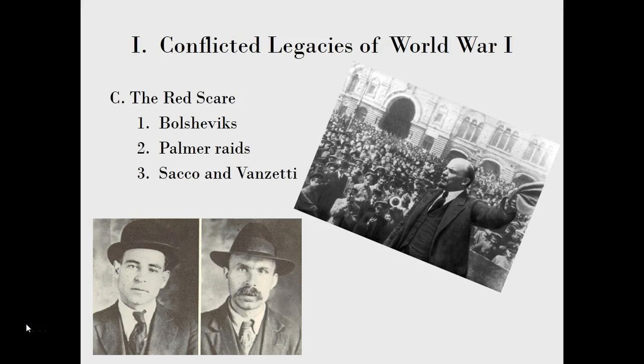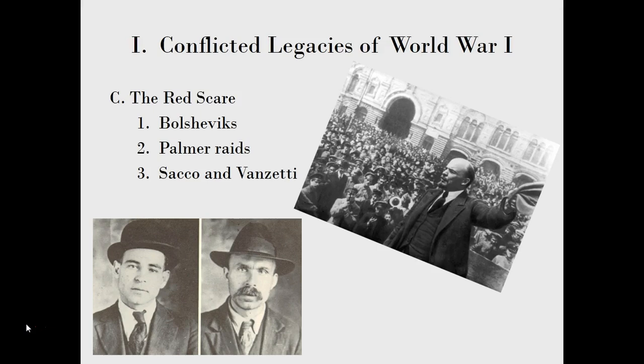Sacco and Vanzetti, those are the two gentlemen down on the bottom, I believe. Sacco is the one on the right. I might be wrong, but anyway. In May of 1920, Nicola Sacco, who is a shoemaker, and Bartolomeo Vanzetti, who is a fish peddler, were arrested in Massachusetts for the murder of 2 men during a holdup.